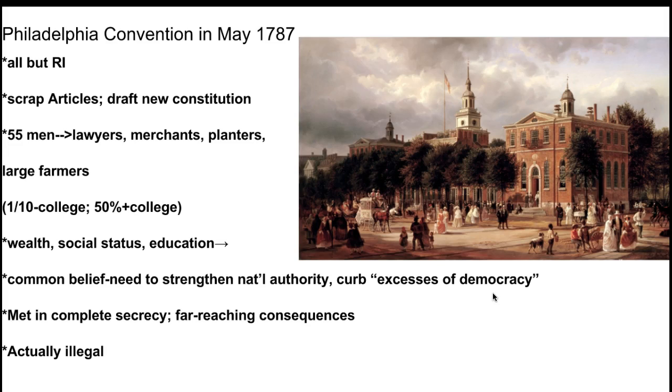So each state institutes property qualifications, meaning you have to have accumulated so much wealth. It could be land, a house, enslaved property, human property. So you had to have accumulated so much wealth, and every state did their own thing about their property qualifications. Every state said you had to be a white male, of course, but beyond that, you would have to have a certain amount of property in order to be allowed to vote.